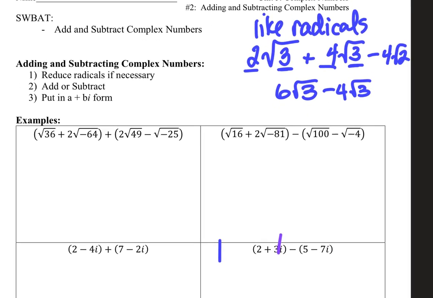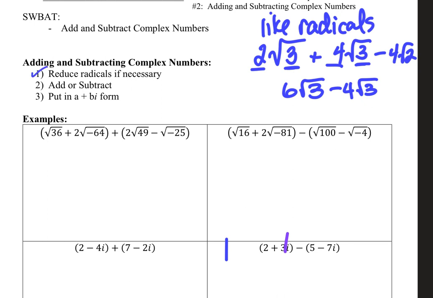Okay, so let's do this. First thing we have to do is reduce our radicals. So 36 reduced is just 6. 2 square root of negative 64, we make that negative 64 an i on the outside, and then take the square root. So it'd be 2i times 8, so it would be plus 16i. That's the first piece. And then this one is 2 times 7, or 14, and then take the i out here, and this would be minus 5i.